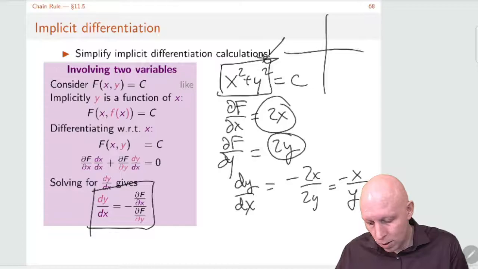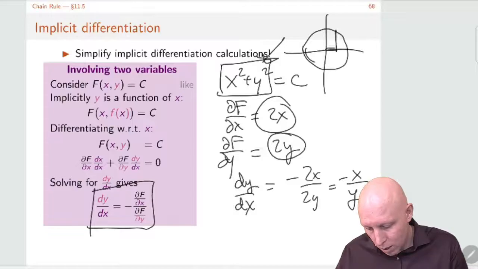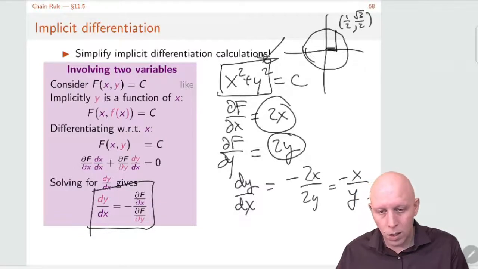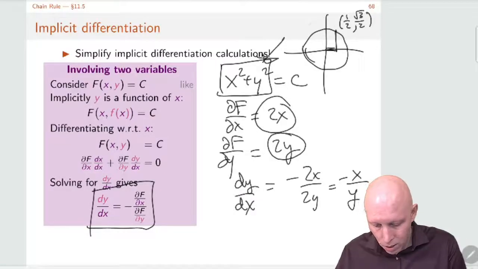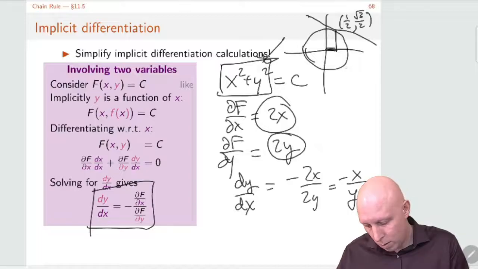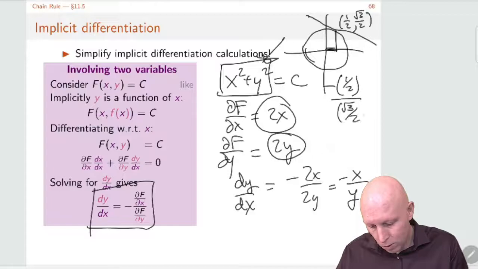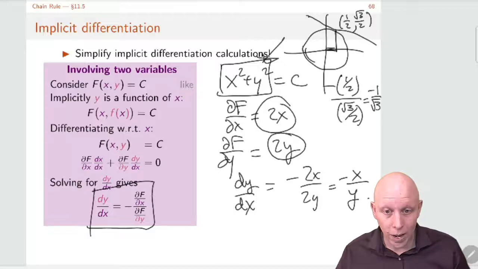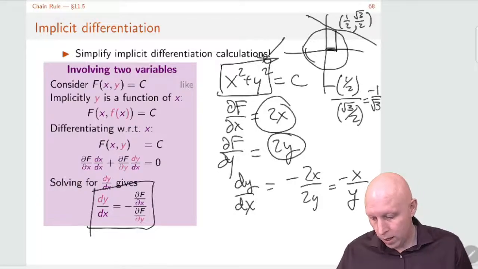So if we're on a circle, the unit circle, for example, and we are at 1/2 comma root 3 over 2, then the slope of the tangent line there is equal to negative 1/2 over root 3 over 2, so negative 1 over root 3. Hey, that's pretty useful. Alright, so that's what happens if we have a function of 2 variables.